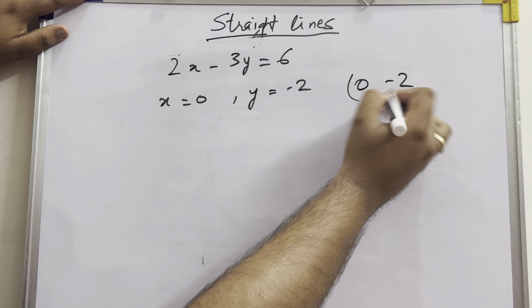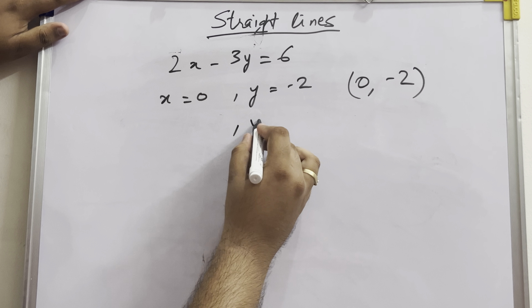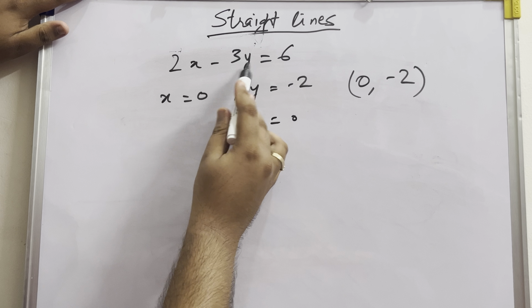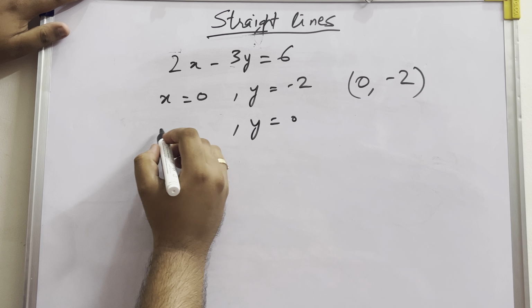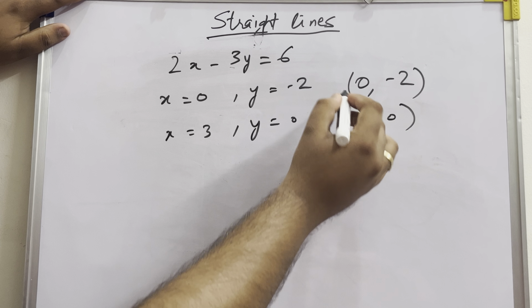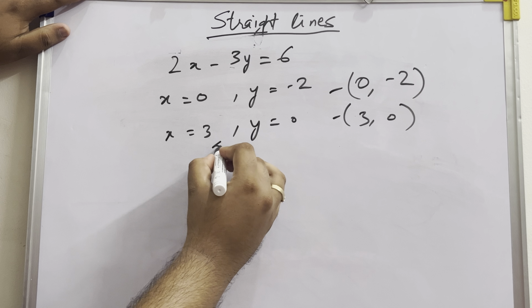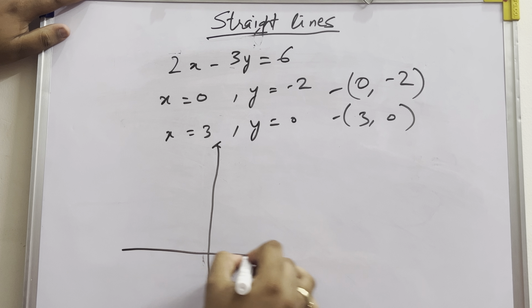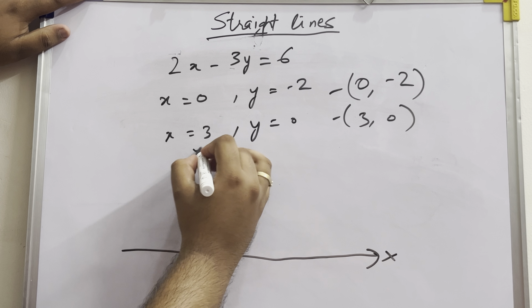So 1 point is 0 comma minus 2. Put y equals 0. If y is 0, this part becomes 0, 2x is equal to 6. So x becomes equal to 3. So what is the next point? 3 comma 0. You get 2 points, simply plot them on the x and y axis.